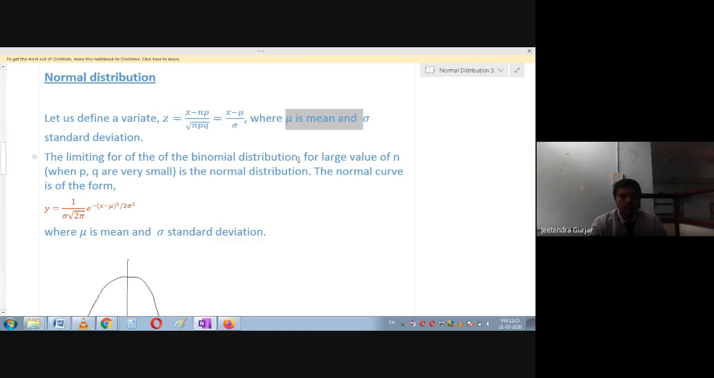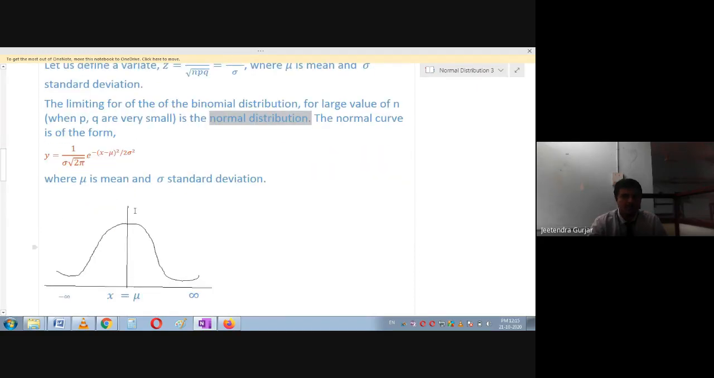The limiting form of the binomial distribution for large values of n is the normal distribution. In the binomial distribution you have seen n number of trials, but for large quantities the binomial distribution is limited, therefore we go for the normal distribution.